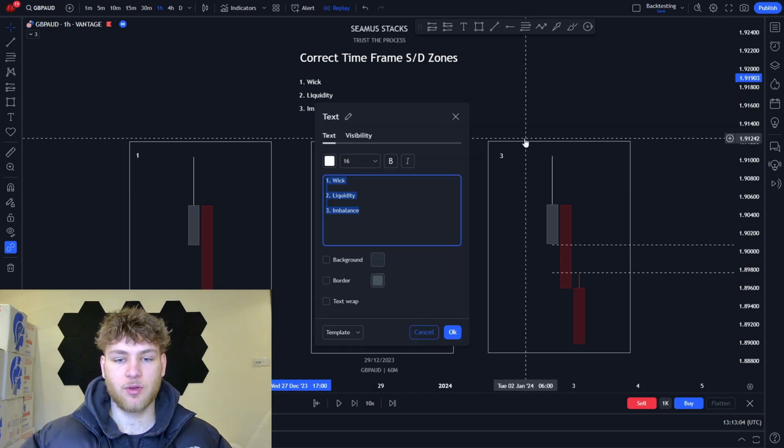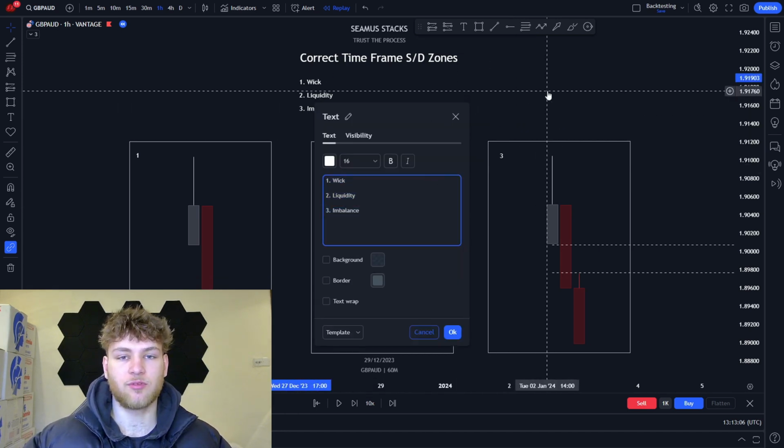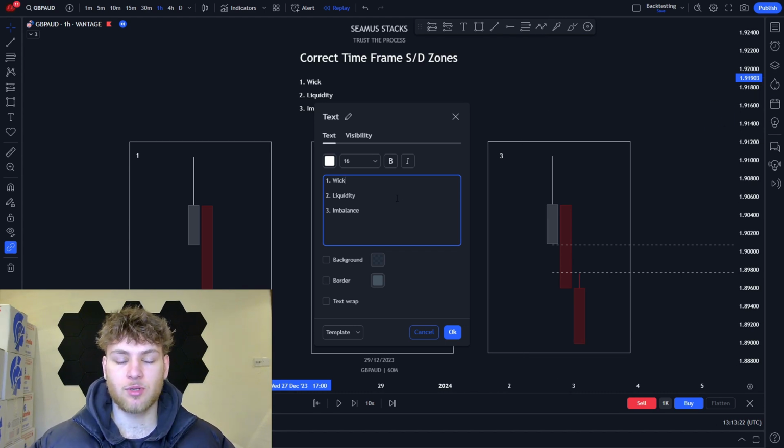So there are three components that we want to look at when we're looking for our correct time frame entry. We want to be looking at the wick of the supply or demand zone, either if it's top heavy, bottom heavy, depending on demand or supply. We want to look at the liquidity that has been swept prior to the push that the supply or demand zone gave. And we want to see if there's an imbalance either above or below our supply or demand zone.